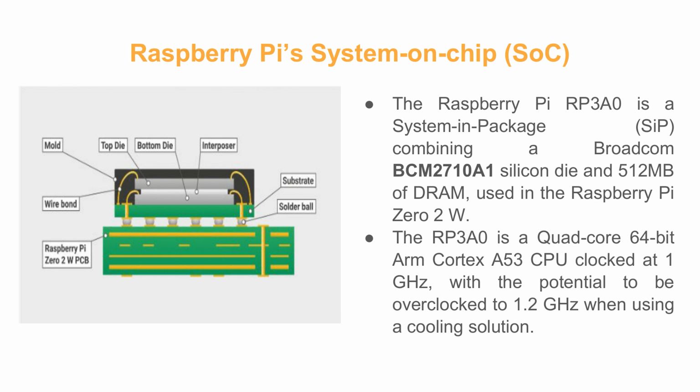Next, looking into the system on chip, a great example is the RP3A0 system in package that is found in Raspberry Pi Zero 2 W. It combines a Broadcom BCM2710A1 silicon die and 512 MB of RAM into a single chip. This processor is a 64-bit quad-core ARM Cortex A53 CPU. It runs at 1 GHz. With cooling, it can be overclocked to 1.2 GHz, delivering extra performance for demanding tasks.